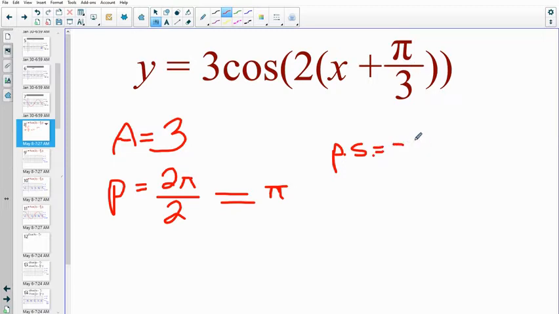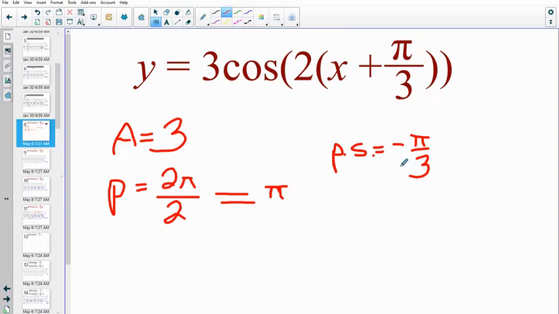So if you want to tell me that this is a negative pi over 3, or if you want to say to the left by pi over 3, pi over 3 is not good enough. If you say the phase shift is pi over 3, I will assume that you mean a positive pi over 3, which means moving to the right. And we don't want that. This is a negative phase shift. This is x minus negative pi over 3. This graph is going to be moved to the left.